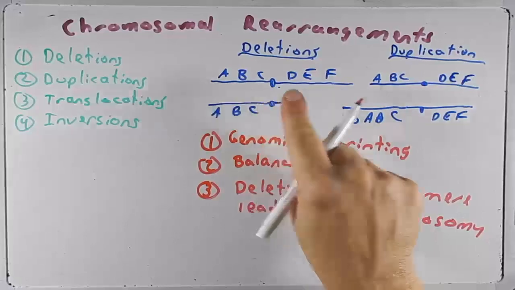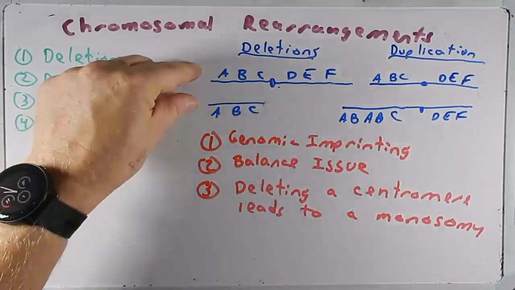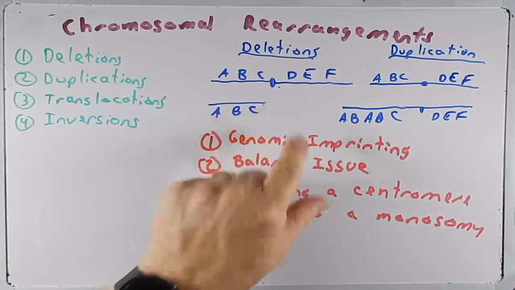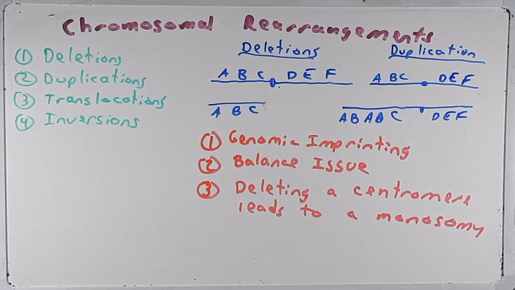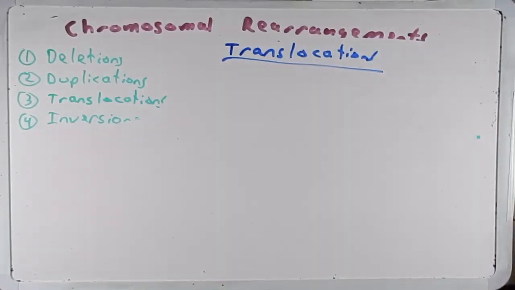If we remove this centromere, let's say we removed all of that, including the centromere, now when the rest of this chromosome goes through meiosis or mitosis, without that centromere, it won't get segregated properly. That's all you need to know about deletions and duplications. Alright, now let's talk about translocations.